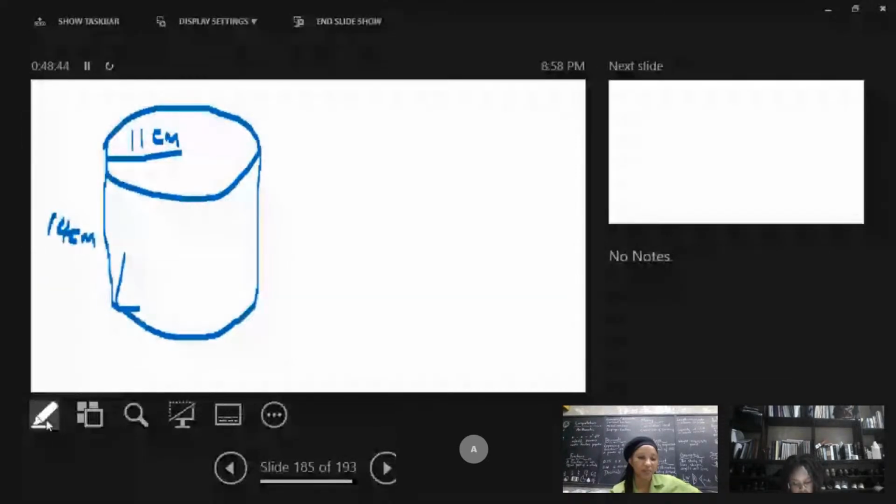All right. So when we have to find the area, the area is pi times the radius squared, which is... Okay, Miss, the radius is 11 centimeters.